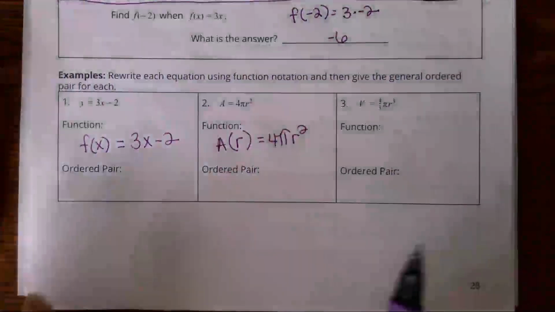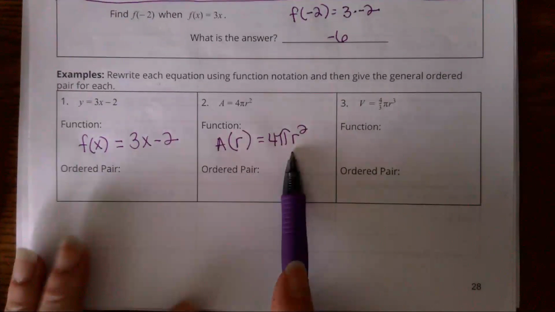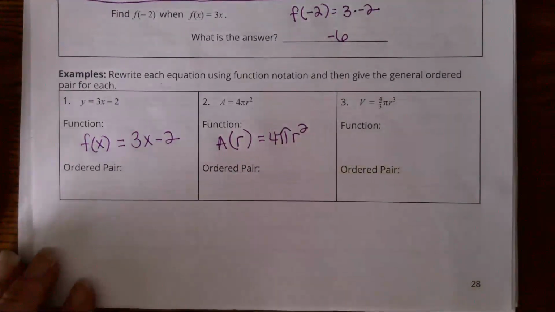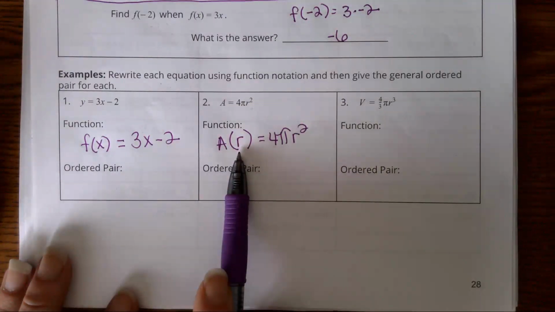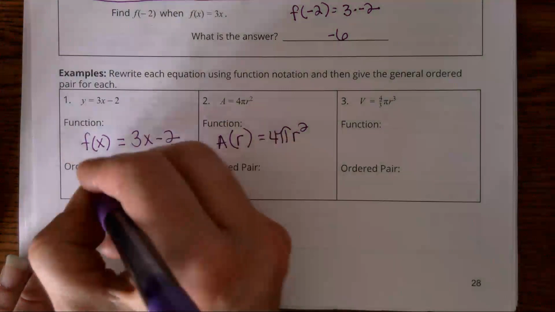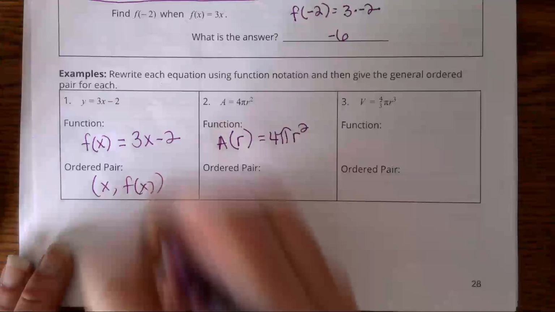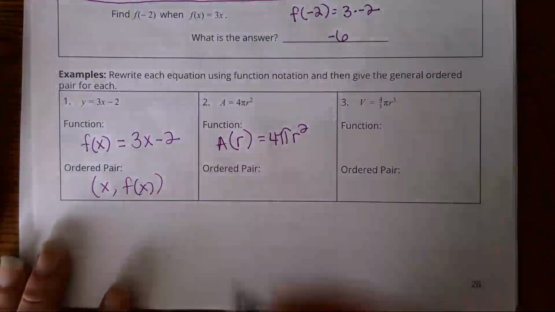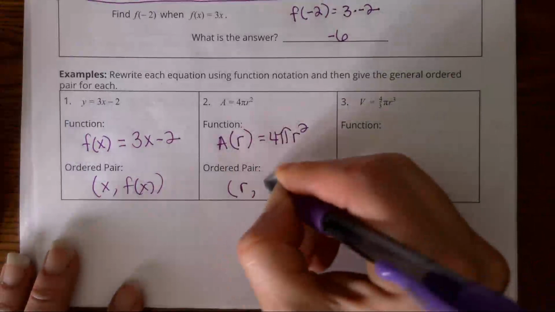All right, 4 pi r squared. So A of r equals 4 pi r squared. So, in other words, I'm just basically saying the area of radius r. The ordered pair for this would be x, comma, f of x. The ordered pair for number 2 would be r, comma, A of r.